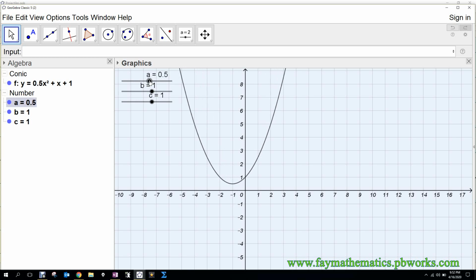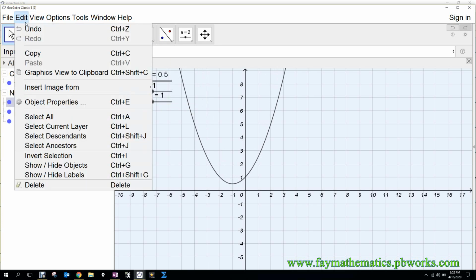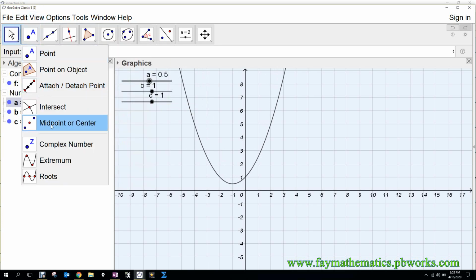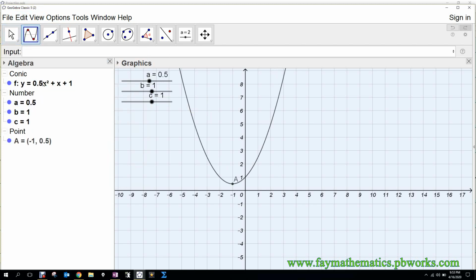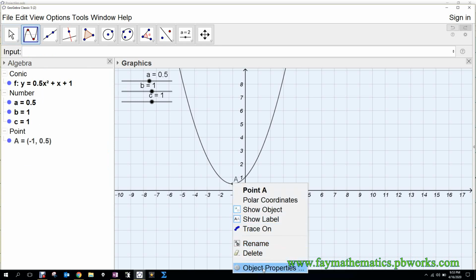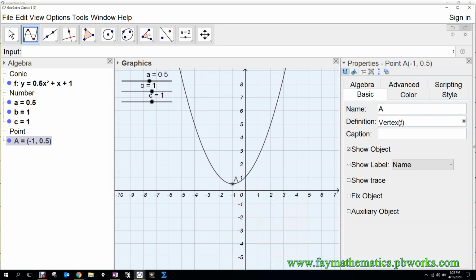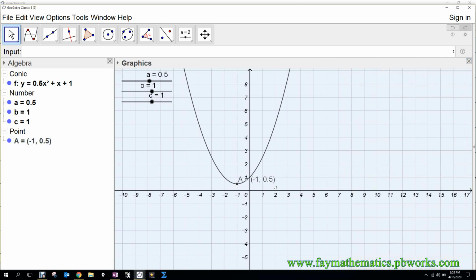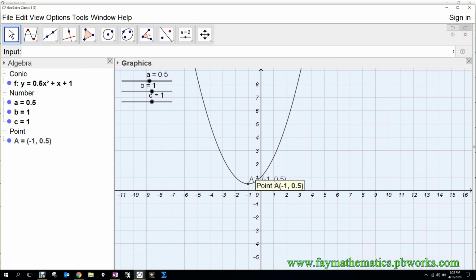But if you look at this, I'm going to ask this thing to find the minimum point. So let's see here. That point right there, A. See if we can get the ordered pair here. Okay. So point A is referred to as a minimum because this 0.5 is the smallest y value that you will ever see on this graph.